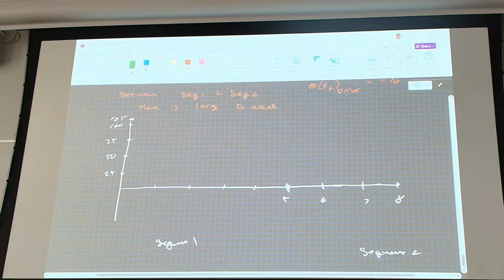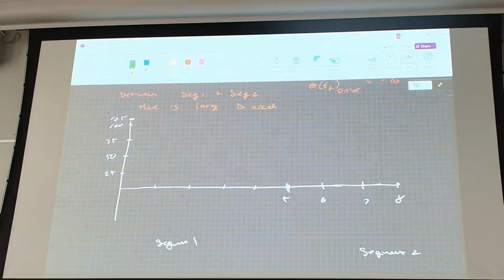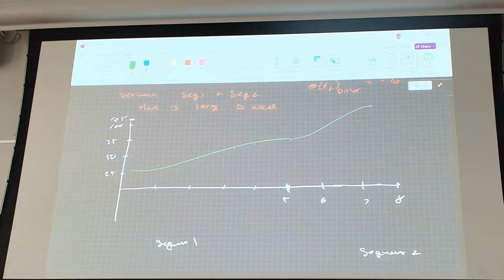We were at 30 at 1. Let's go back. 30 at 0, 35, 45, 60, 70, 75. Not bad, I guess. And then from this next one, it's going to go up to 105.